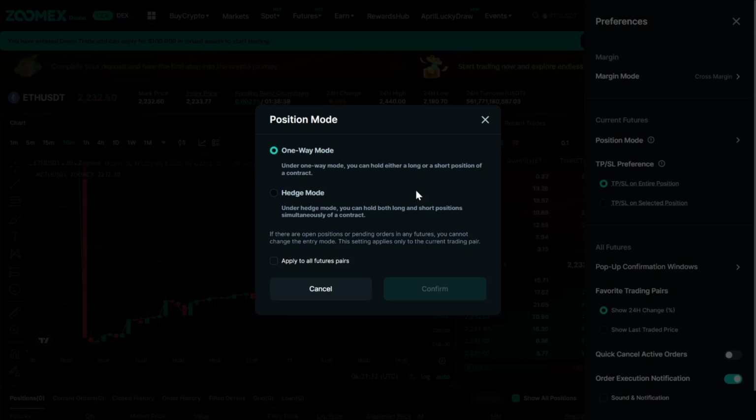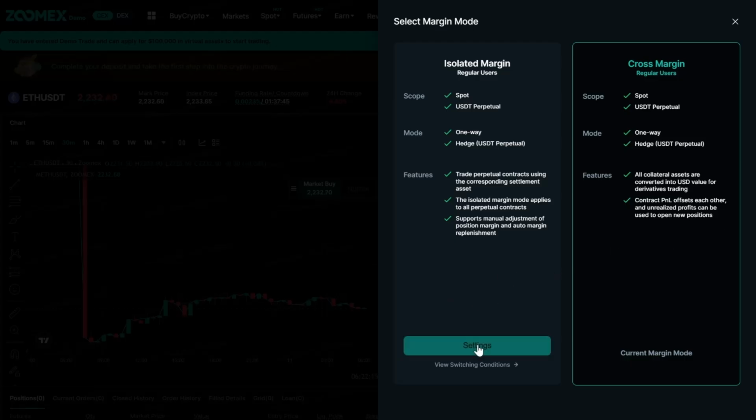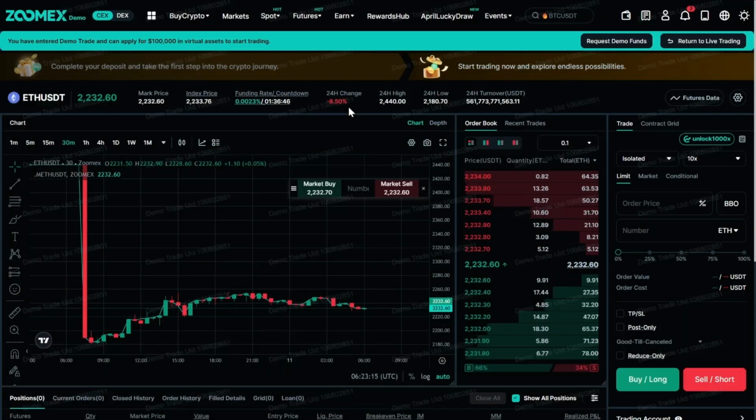For this tutorial, we're going to keep it simple, so we're going to keep it on one-way mode for position mode and isolated for margin mode. We are choosing these options, as isolated again helps limit your risk to each trade, while one-way mode keeps things simple so you're not managing multiple positions at once.